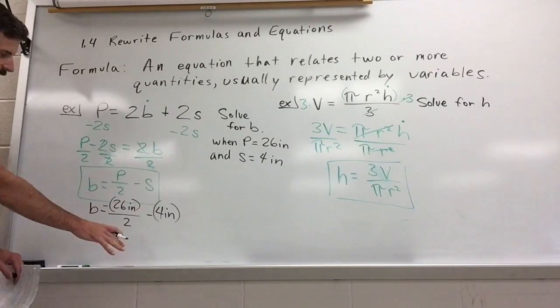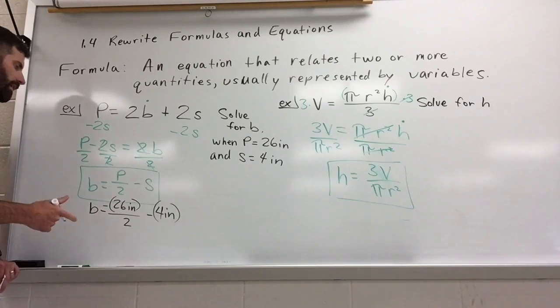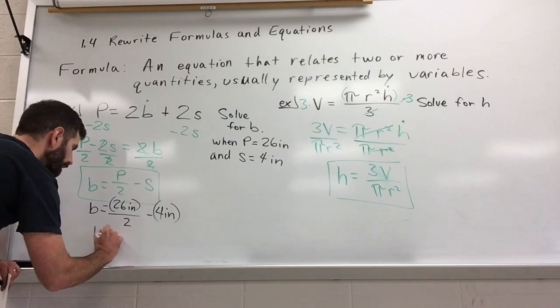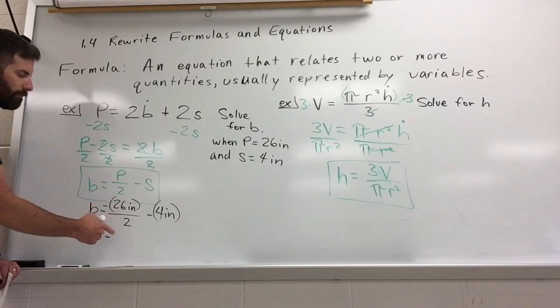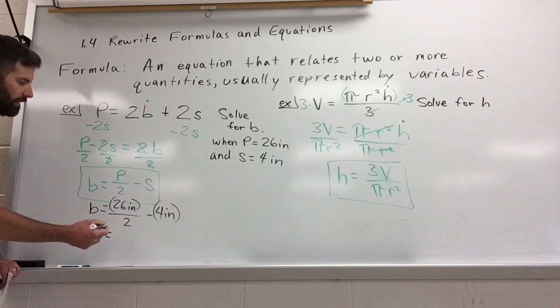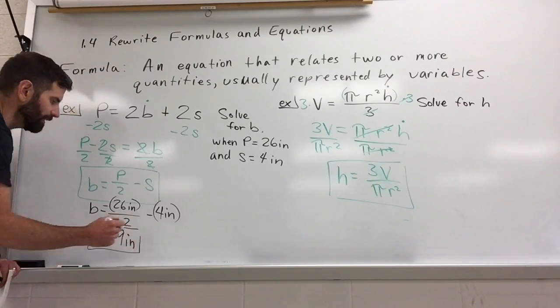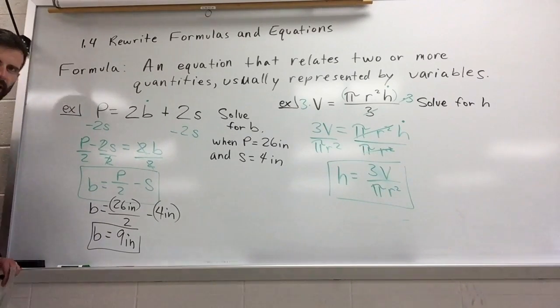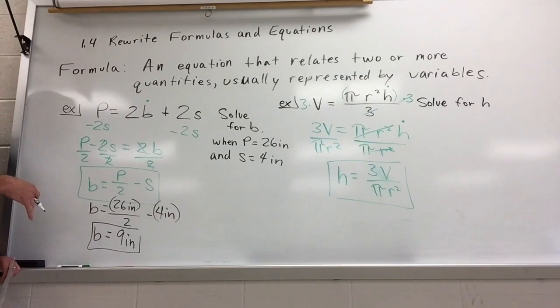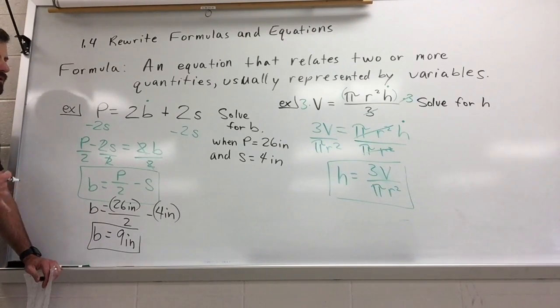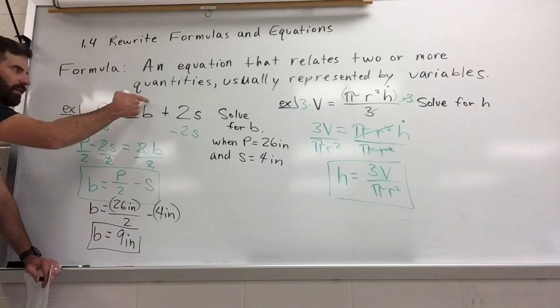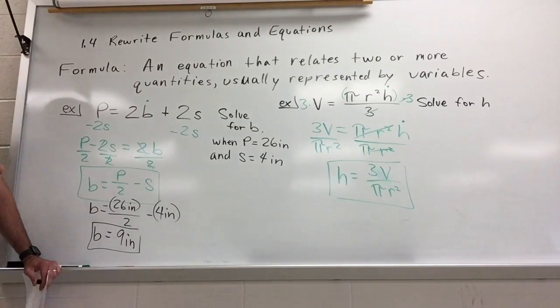And from there we're going to simplify it, which would get us 13 inches minus 4 inches to make 9 inches for b, or our base. And there you have it. So again, it's impossible for me to cover every single formula out there, so you've got to really respond to what the problem contains. Remember inverse operations. Undo things so that you can get your dotted variable by itself.